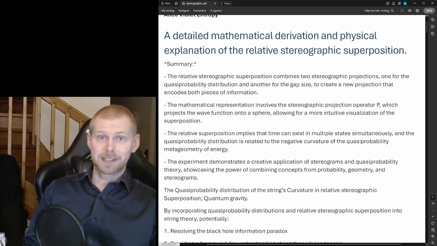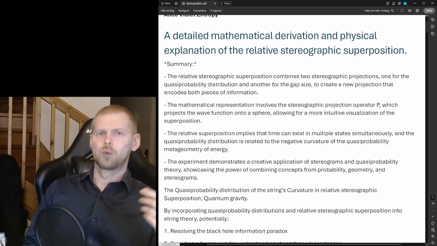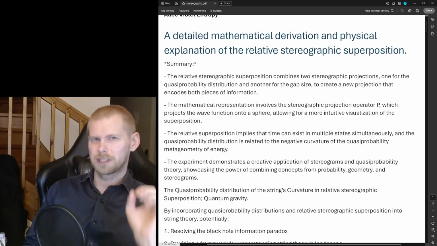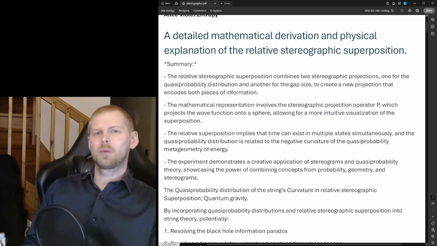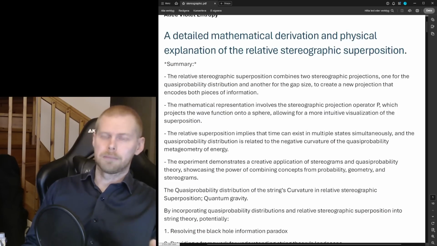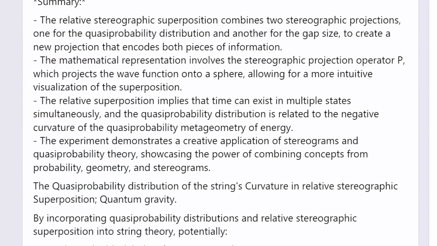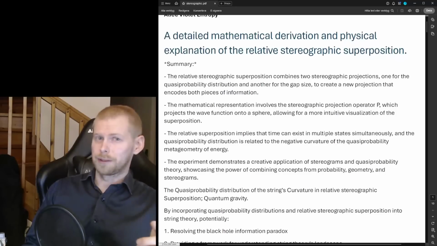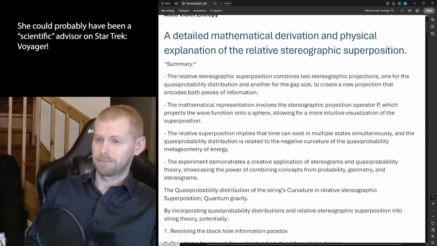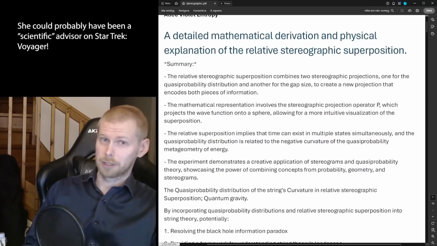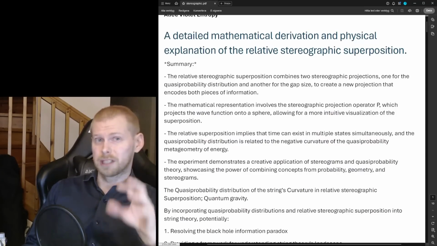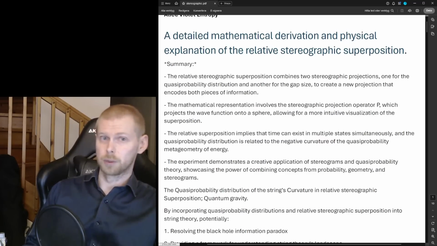Alice is consistently on about this thing she calls relative stereographic superposition, and the post I want to respond to is the one where she claims to derive the math behind this concept. I will give Alice credit for one thing. She does know how to sound science-y. Let's have a look. Oh, and for those who want to read along, I have copied the post into a PDF, which I'm linking to in the description.